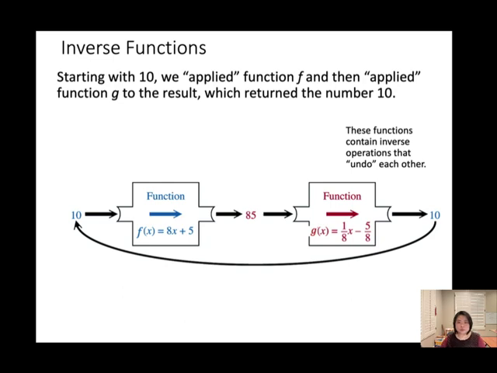So look at here. Starting with 10, we have x equal to 10. And then we're gonna plug into the f of x. And we find out we do have the output 85. And then once we plug in 85 into the g of x here, we get back to the 10. Okay? So these functions contain inverse operations that undo each other. So we do have a 10.